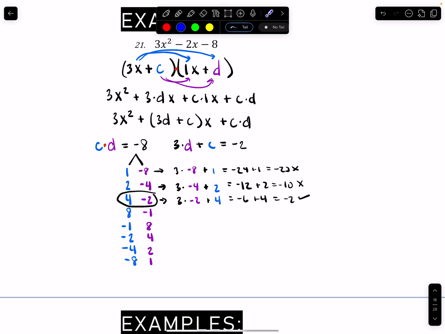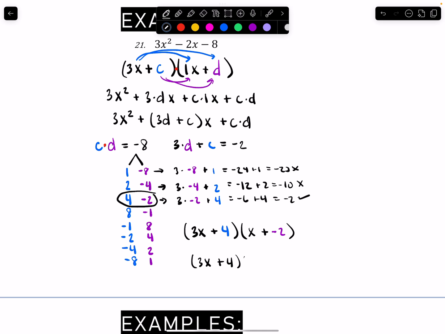And the colors are very important here because C, representing what goes with the 3x, is 4, the blue number, right? D, representing what goes with the 1x, the purple, is -2. So this factors into 3x plus 4 and x plus a -2, which is 3x plus 4 times x minus 2.